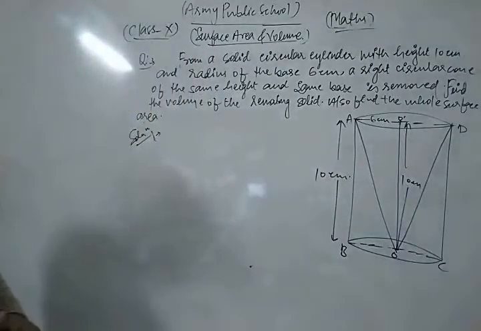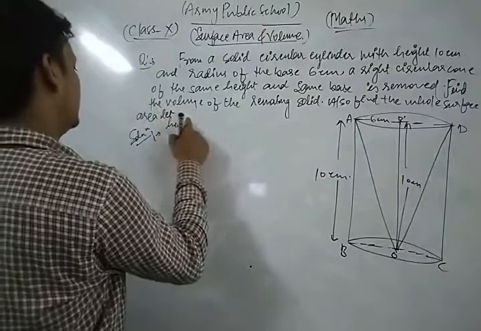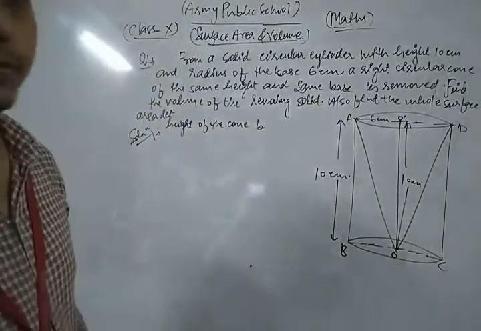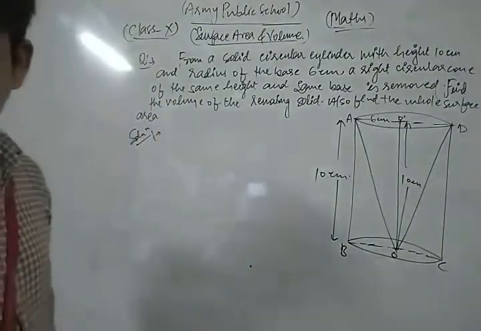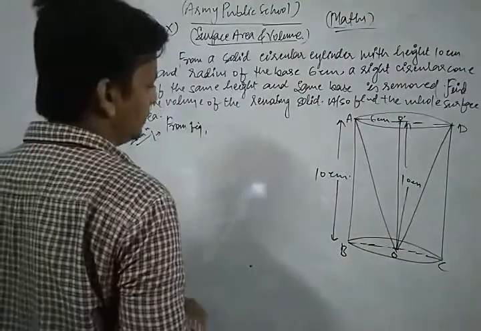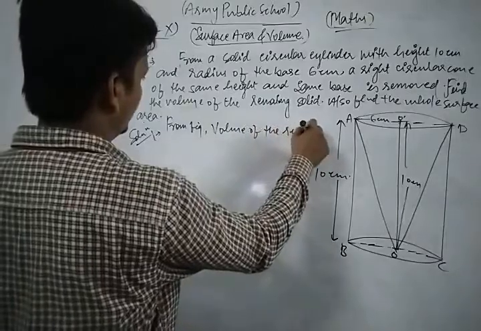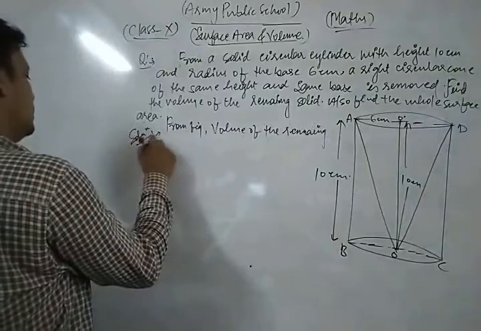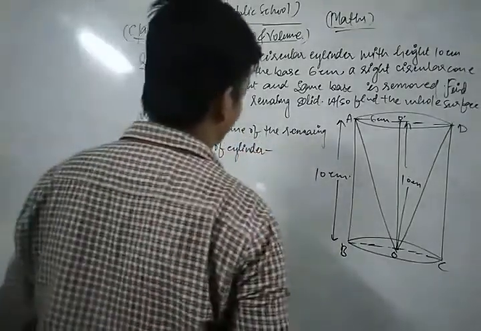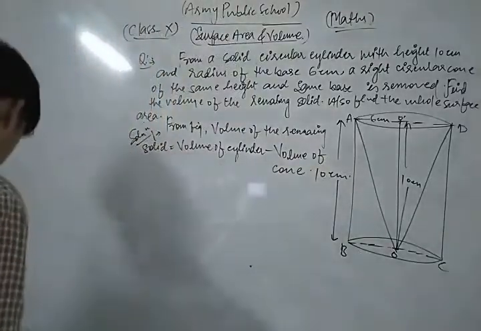So first of all, from the figure it is clear that the height of the cone is the same as the cylinder. From the figure, the volume of the remaining solid is equal to the volume of the cylinder minus the volume of the cone.